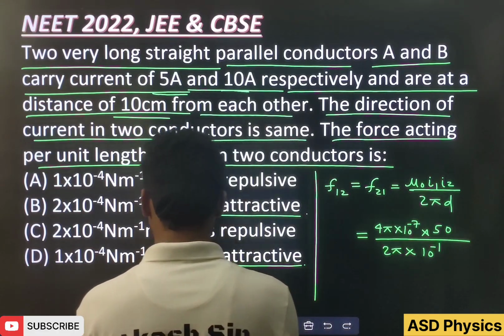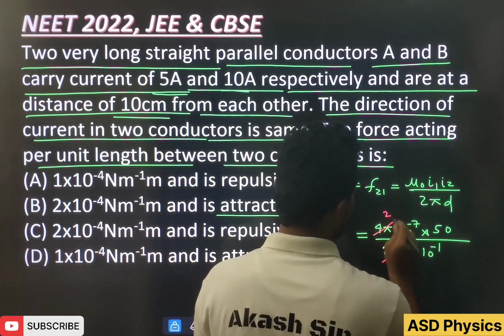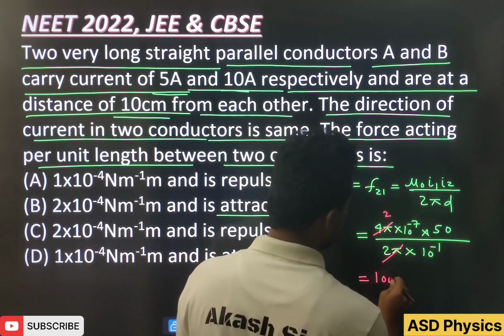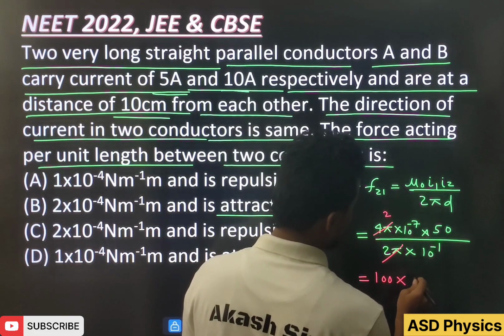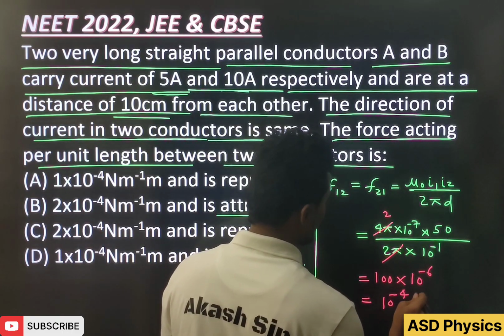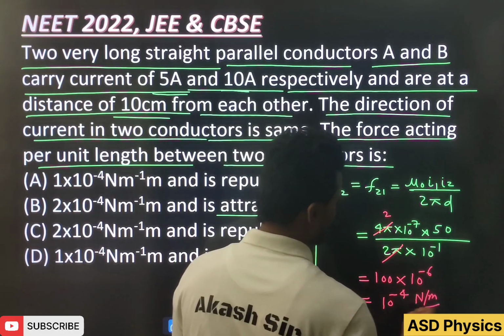Okay, so after that what will happen? We will simplify this here. So see, this will come here twice, and this will come here 2 into 50, 100, 10 power minus 7, 10 power minus 1, it will become here 10 power minus 6. So it will come here 10 to the power minus 4 unit per unit length. So Newton per meter. Is it?